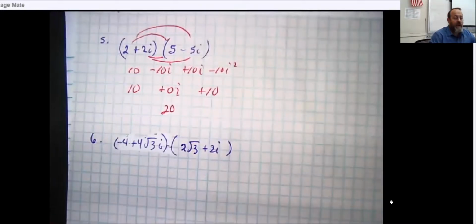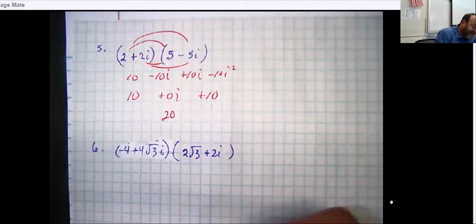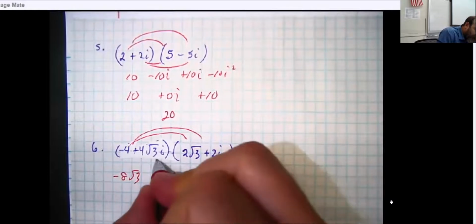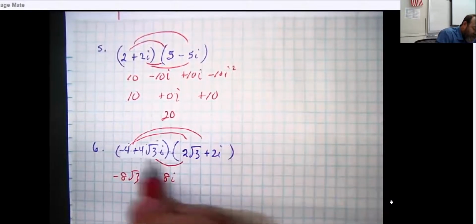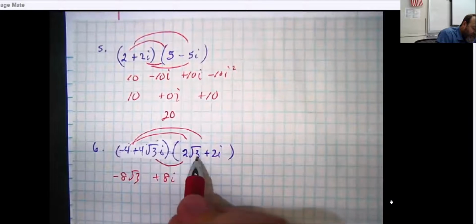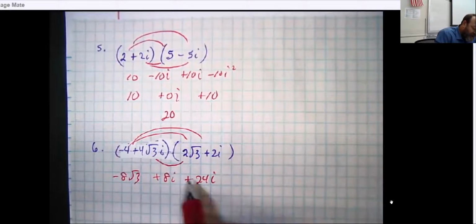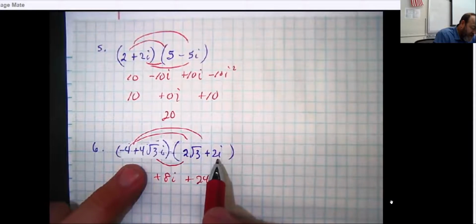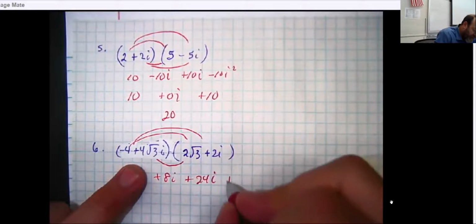This one's a little bit harder, and I'll get back to that polar thing in a moment. We're going to get there. Now here, when we start distributing this, we get negative 8 roots of 3. Then we get negative 8i. Inside here, we get 4 times 2 is 8. Root 3 times root 3 is 3, so 8 times 3 is 24. So I get 24i. And last, right here, I get 4 roots of 3 times 2 would be 8 roots of 3 i squared.